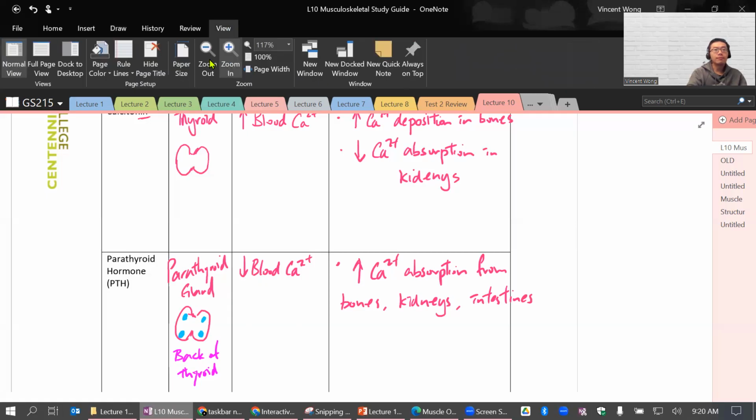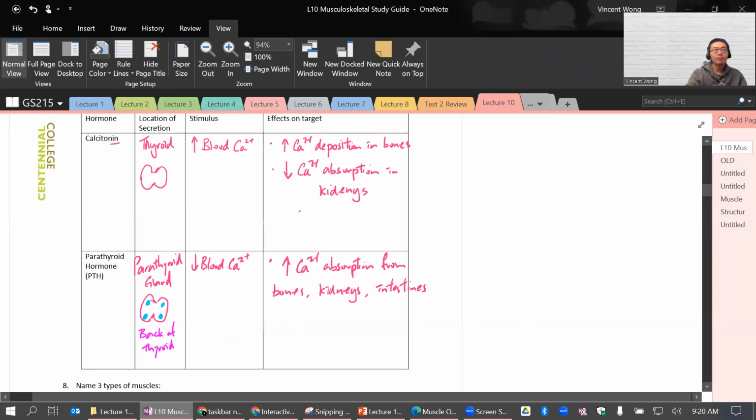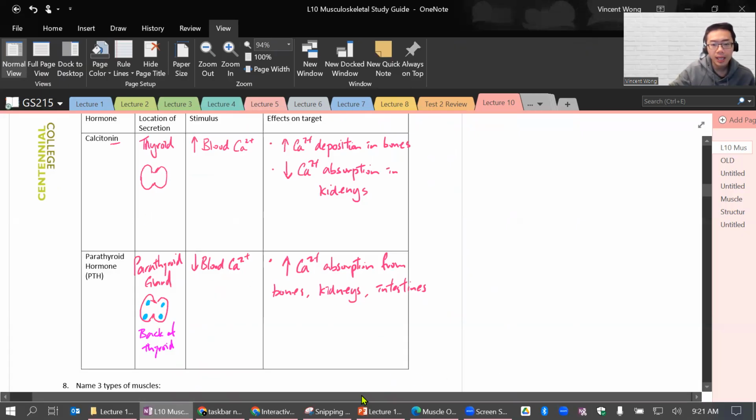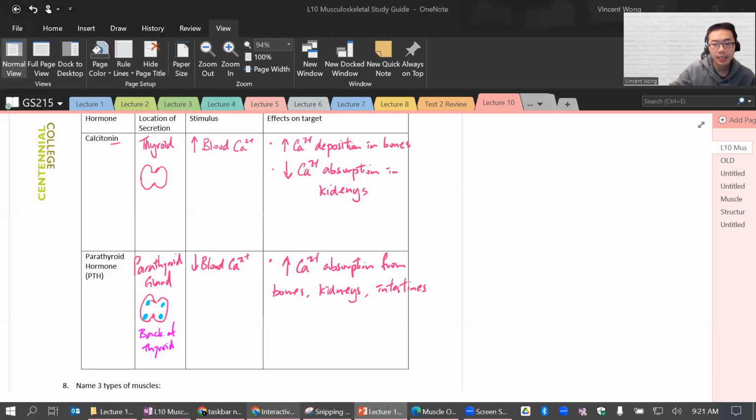Any question? Yeah, go. Is there a specific order that the calcium gets absorbed? Is it intestines, kidneys, and then bones? Oh no, I don't think there is a particular order. It's like all these things happening at the same time, right? To just try to boost it. Yeah. All right, so that is that.